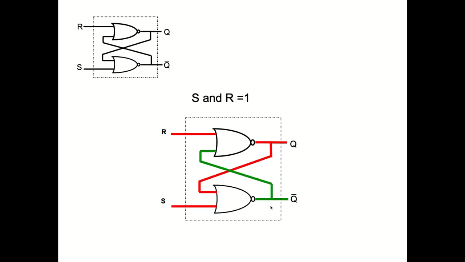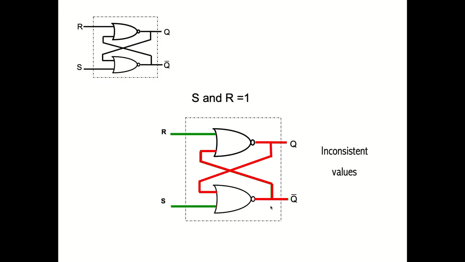What if S and R are both high? Well, if S and R are both high, what's going to happen is Q and Q bar are both going to be low. And maybe that's not great, but if you are using Q and expecting that Q bar is not Q, and you're using those two values in your circuit, you're not going to be happy. Your logic will not evaluate correctly if Q bar and Q are both 0. Okay, so that's maybe an issue.